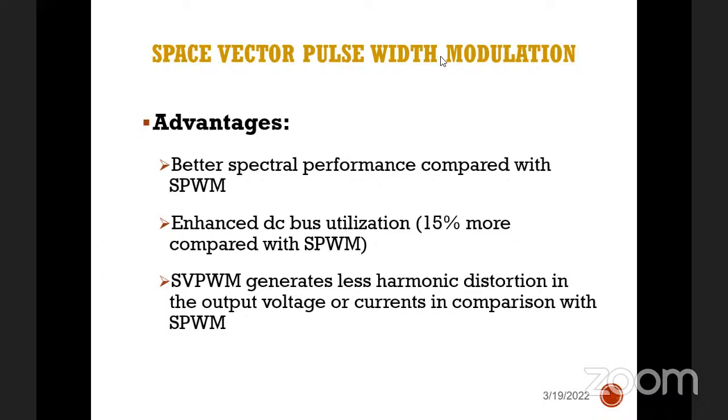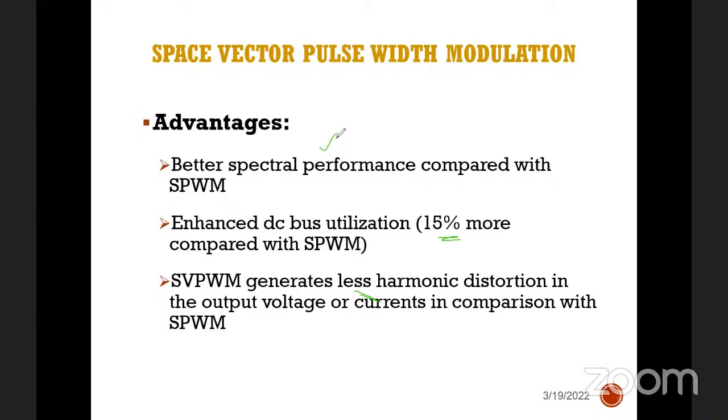And this space vector pulse width modulation generates less harmonic distortion in the output voltage or current in comparison with the sinusoidal pulse width modulation. So the basic objective here is to develop less total harmonic distortion, as well as give 15% more DC bus utilization. And apart from this, it gives better spectral performance. So what is the advantage actually?